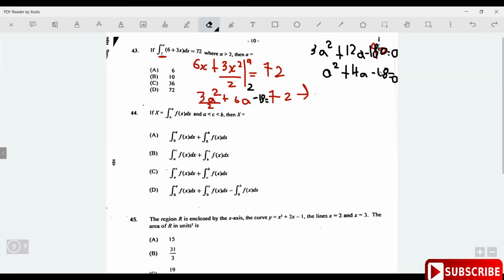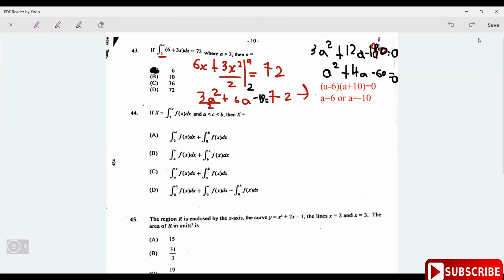So one small mistake threw off the whole question. This then becomes 60. So if it is 60 now I can go ahead and factorize, because now the factors are 6 and negative 10. So it's a minus 6 times a plus 10 equals 0. And so you get a equals 6 or a equals negative 10. But they tell us a is positive. So a must be 6.